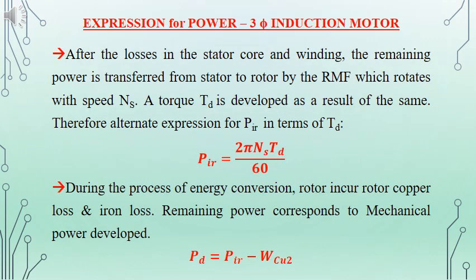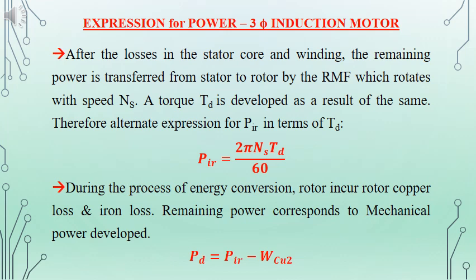When we consider the input to the rotor side, after deducting the stator copper loss and stator magnetic losses from the input power given to the stator winding, a torque is produced or developed, given as TD. We can write the input power to the rotor PIR in terms of TD as 2 pi ns TD divided by 60. Remember the equation: power is equal to torque into omega, that is, power is equal to 2 pi NT divided by 60.